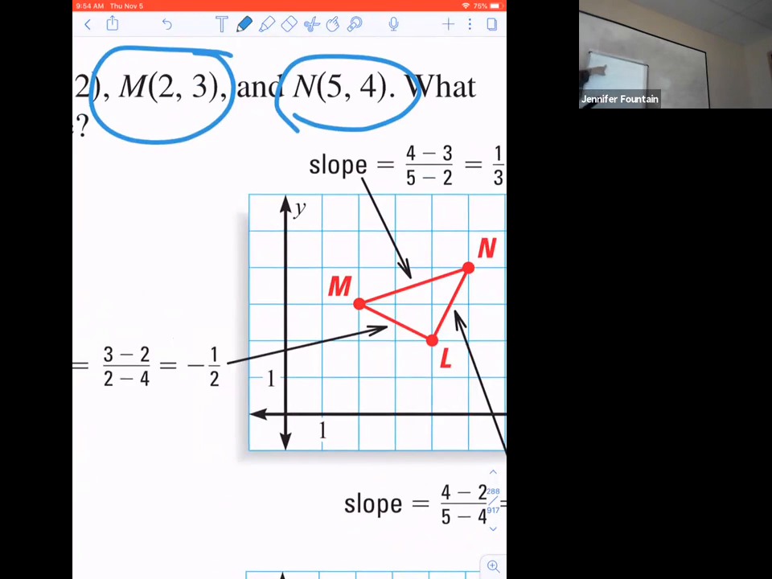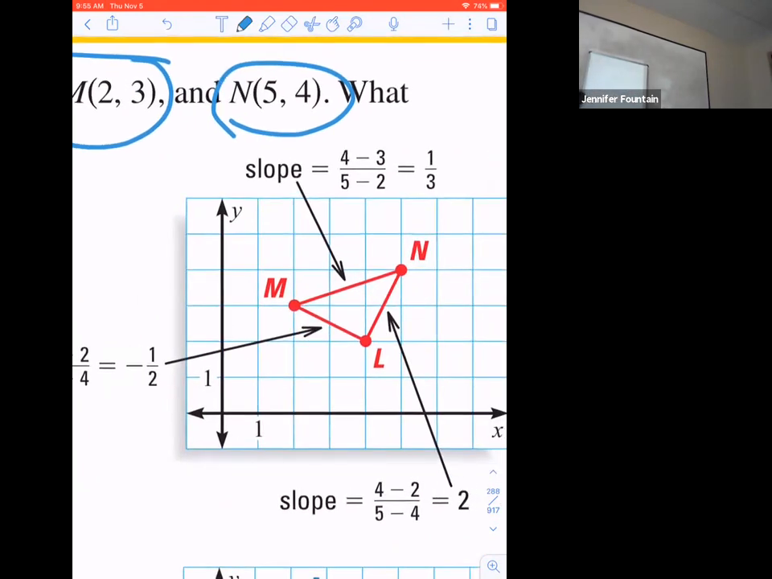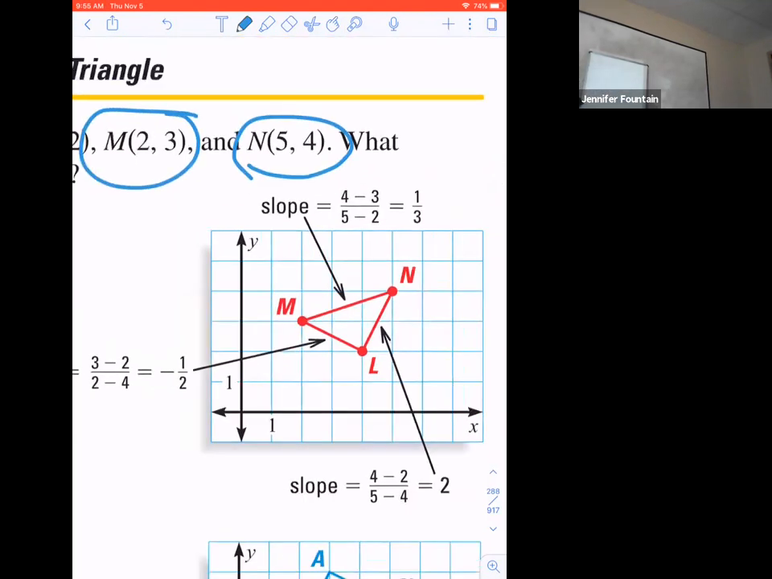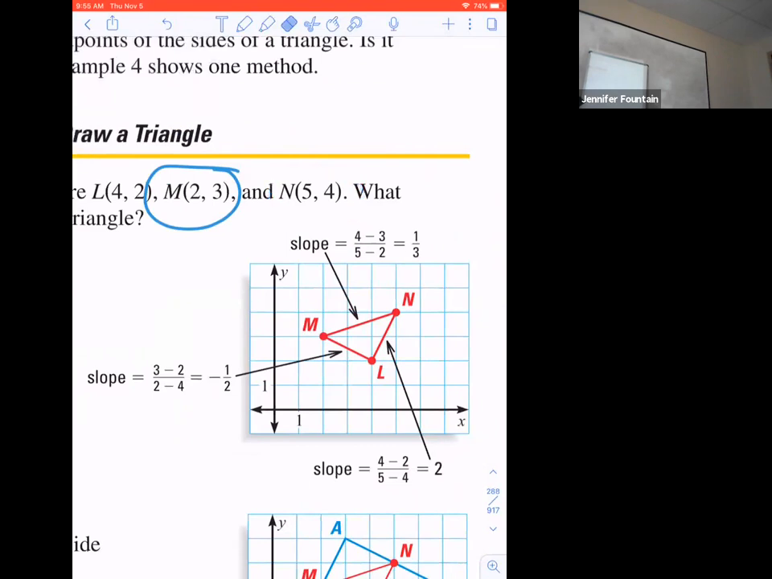So y2 minus y1, 4 minus 3, over x2 minus x1, 5 minus 2. So I find that the slope of this line is 1/3. Now I find the slope of N to L. Okay, so for N to L, I'm having to look at point L, point N. So again, y2 minus y1 over x2 minus x1. So 4 minus 2 is 2, 5 minus 4 is 1. So 2 over 1 is my slope.